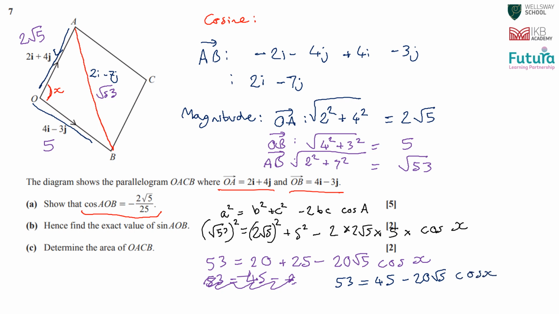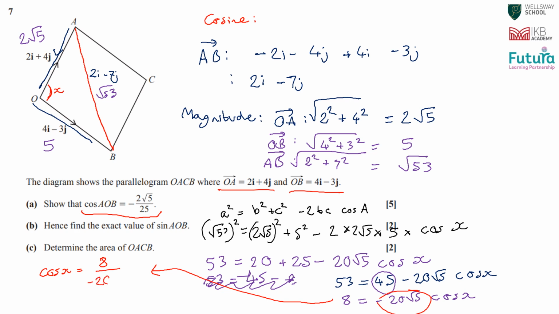What we can do now is take away this 45 from both sides. When we do that, we get 8 equals minus 20 root 5 cos x. And then I'm just going to write up here because I'm running out of space. We can then divide both sides by minus 20 root 5. And so we're going to get cos of x equals 8 over minus 20 root 5.